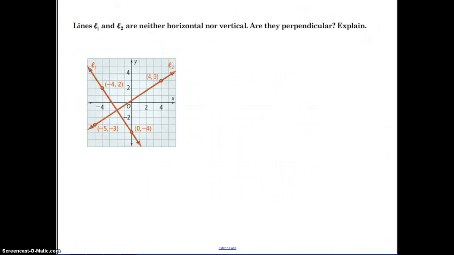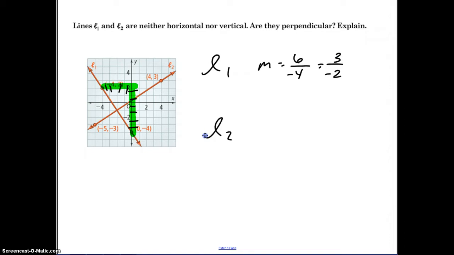Now, let's look at perpendicular lines and see if we can figure out if these are perpendicular. So I need to figure out my slopes of each. So my slope for line 1 means, let's see, how many do I rise? How many do I run? Alright, so 1, 2, 3, 4, 5, 6 rise. And then we got 1, 2, 3, 4 to the left. That's negative 4. So reduce this, we got negative 3/2. Now let's look at line 2 slope.